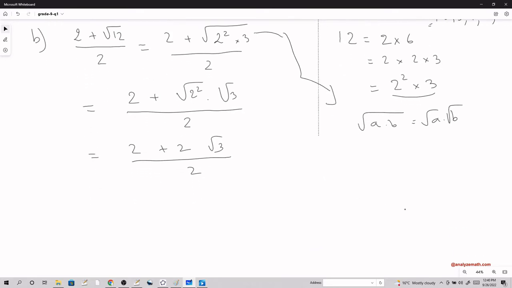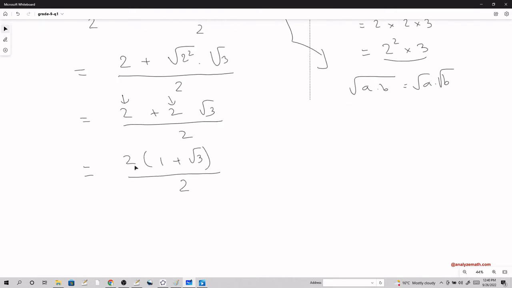Now we factor these two here. It's a common factor, so we take it outside. 1 plus square root of 3, and then we divide by 2. This 2 comes from the denominator. Now it's easy, because there is 2 multiplied by something and 2 multiplied by 1. We can divide by 2, and this becomes in the simplified form 1 plus square root of 3.